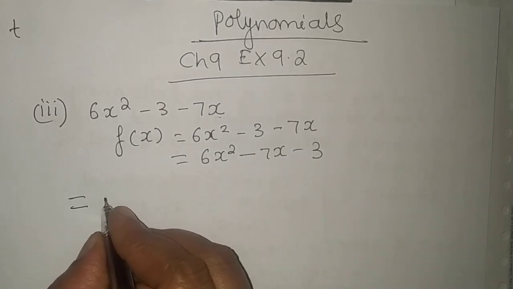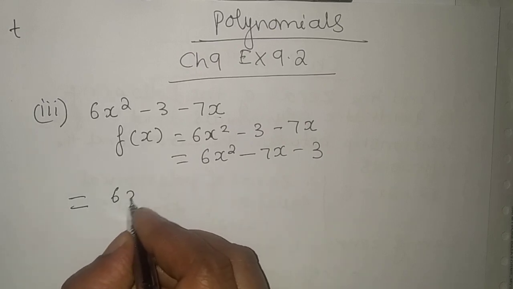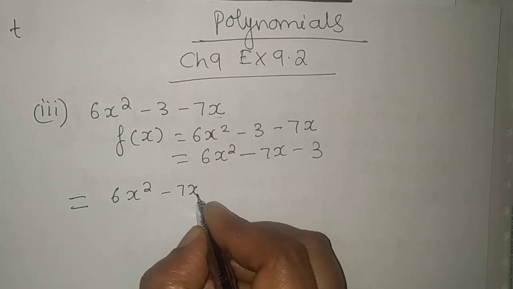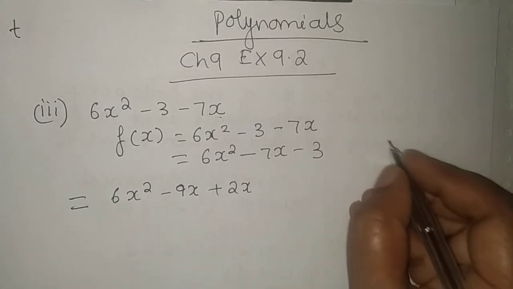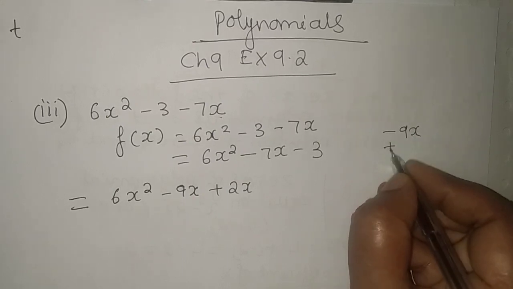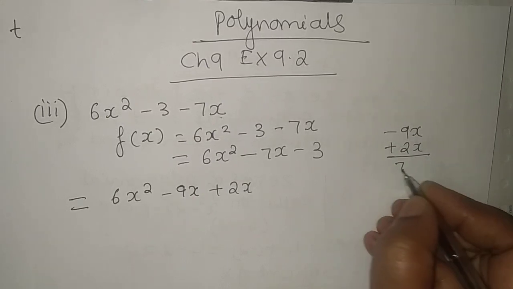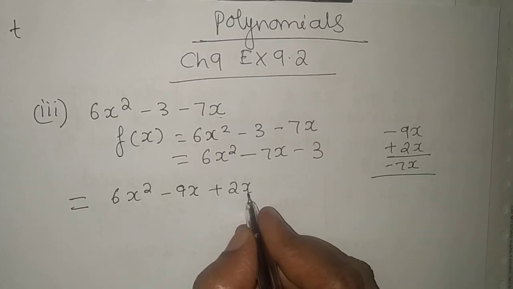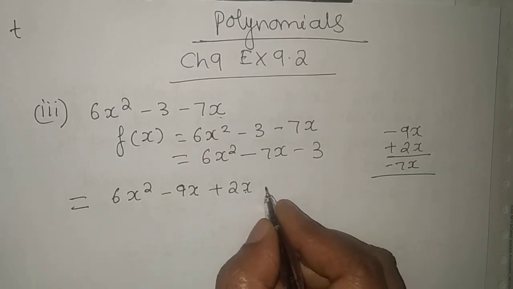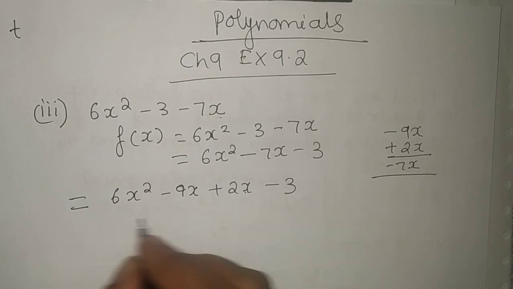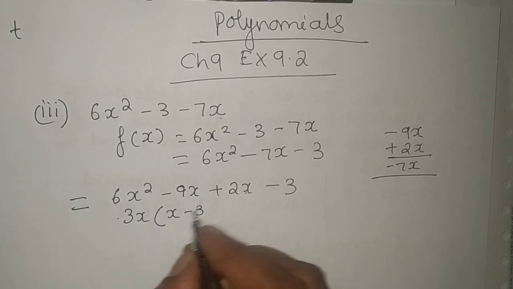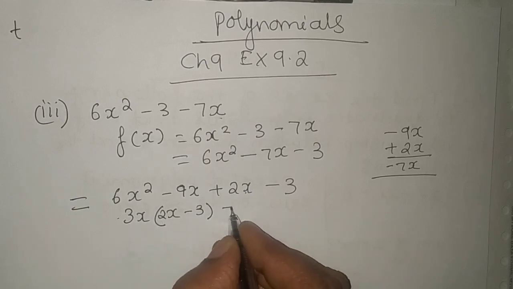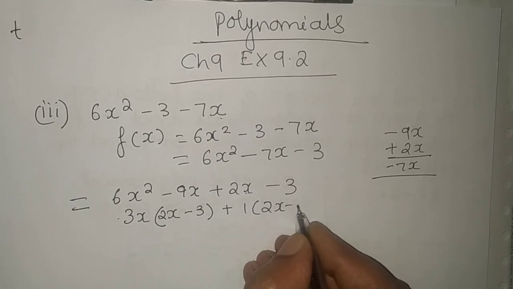This can be written as 6x square minus 7x minus 3. The 7x can be written as 9x plus 2x, that is, minus 9x plus 2x will be minus 7x. So after this, minus 3, take 3x as common: 3x times 2x minus 3, plus 1 into 2x minus 3.